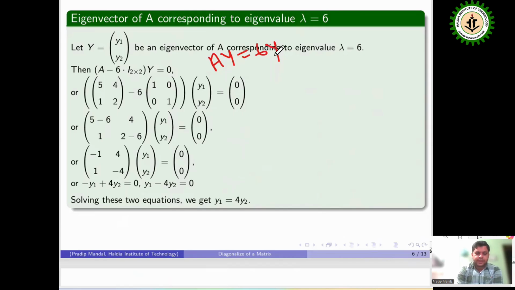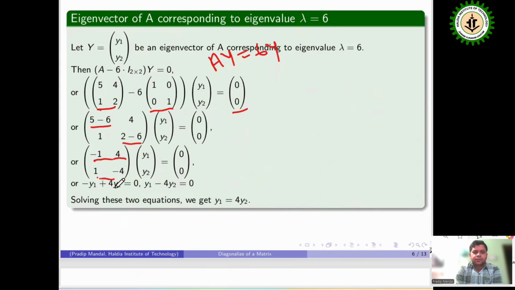We put in the value of A and minus 6 times the identity matrix, times (y1, y2), equals (0, 0). Next, 5 minus 6 and 2 minus 6. Simple calculation: minus 1, 4, 1, minus 4, times (y1, y2), equals (0, 0). Now from the first row, minus y1 plus 4y2 equals 0. From the second row, y1 minus 4y2 equals 0.